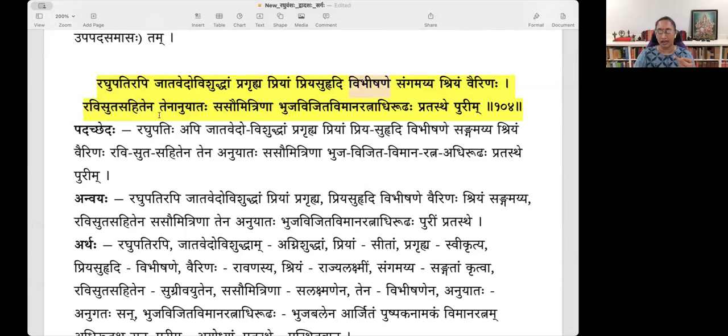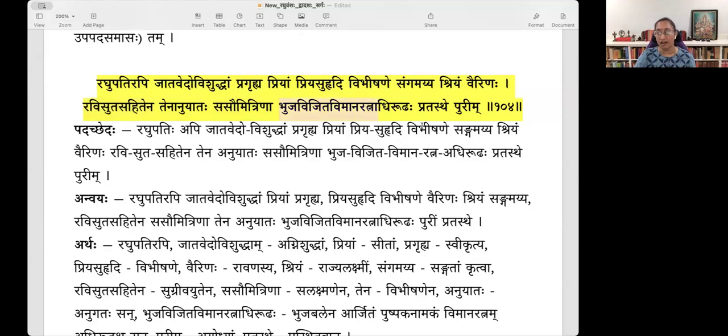So you take that Vibhishana from the earlier padam to this. So being followed by Vibhishana, who was with Sasaumitrina, who was with Lakshmana, and who was also present with the son of Surya, which is Sugriva. Ravi Suta Sahitena, Sasaumitrina, Tena Vibhishanena, Anuyataha, followed by these three people.